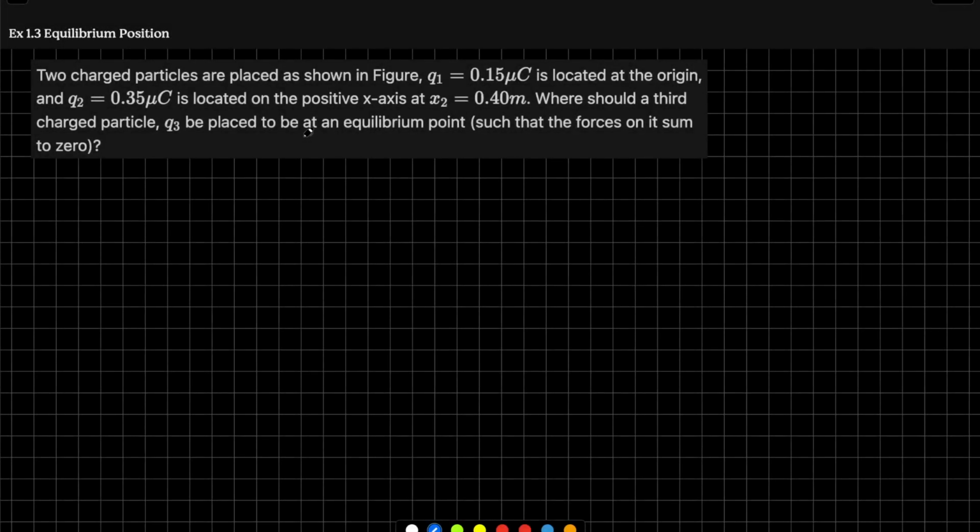Example 1.3 Equilibrium position. Two charged particles are placed as shown in the figure. Q1 equals 0.15 microcoulomb is located at the origin and Q2 equals 0.35 microcoulomb is located on the positive x-axis at x2 equals 0.40 meter. Where should a third charged particle Q3 be placed to be at an equilibrium point such that the forces on it sum to 0? I'll draw the picture.